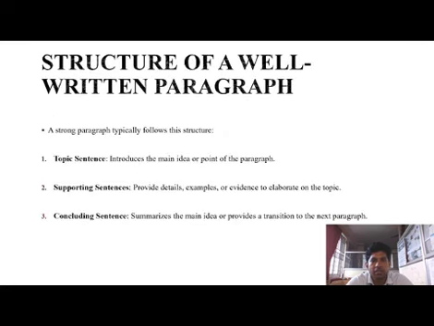So how to write a paragraph. So what are all the structure involves in writing a paragraph? A strong paragraph typically follows this structure. So the first one is you should write a topic sentence. So introduce the main idea or point of the paragraph. Next, you should give supporting sentences, provide details, examples, or evidence to elaborate on the topic. So the last one is concluding sentence. So summarize the main idea or give a transition to the next paragraph.